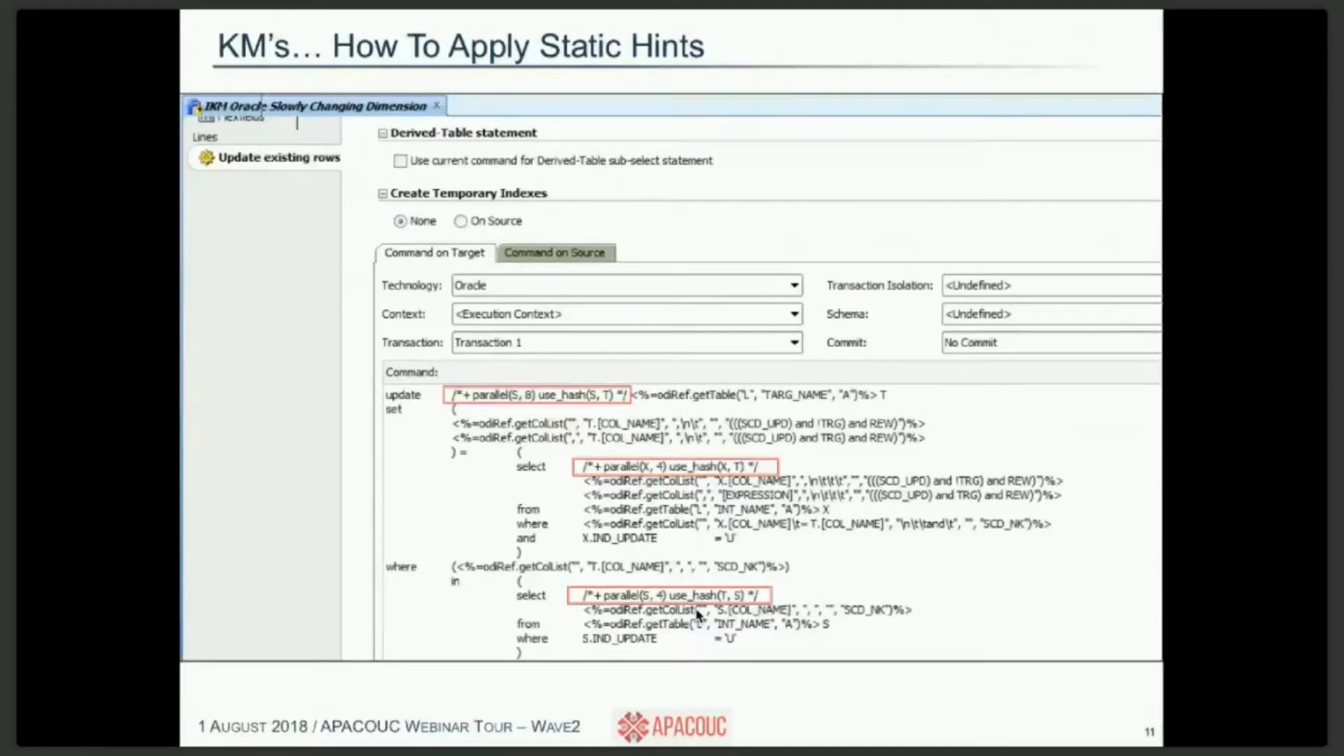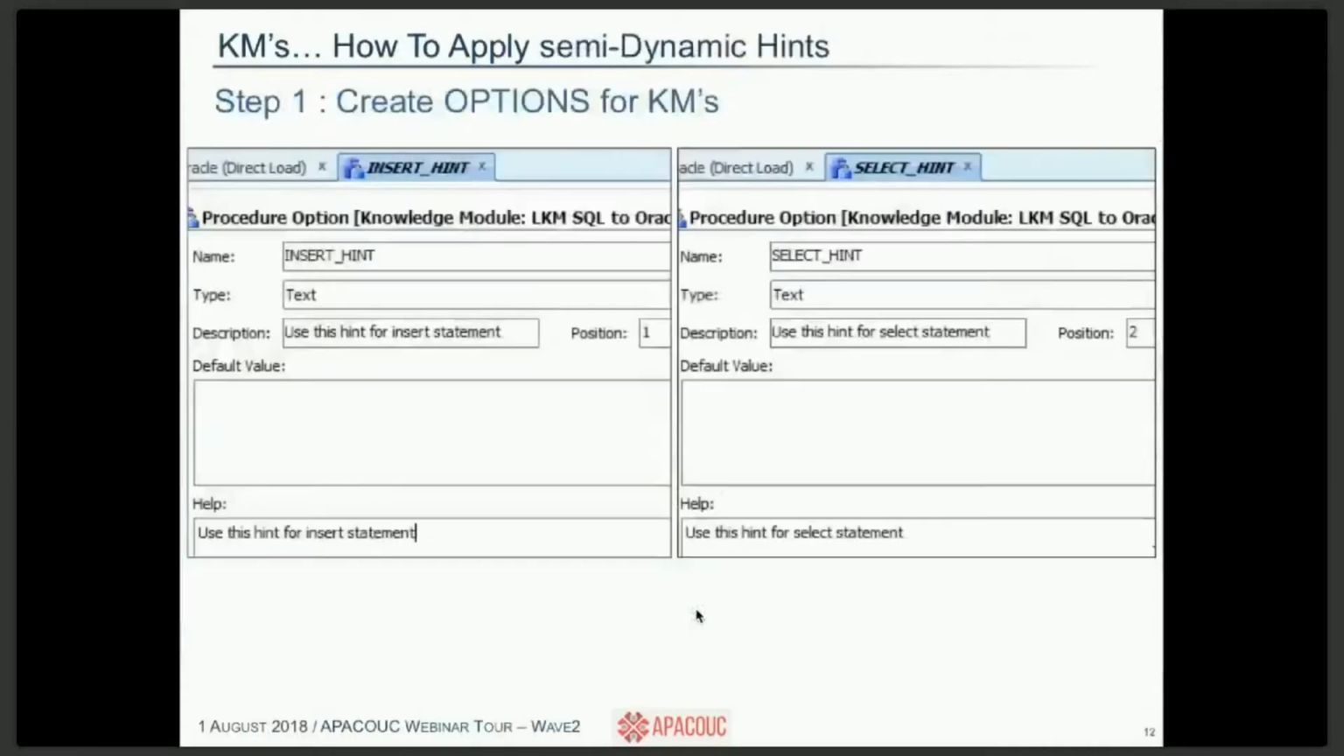So the second one is, let's make it somewhat dynamic. For instance, you want to use some hints on the same knowledge module with different interfaces, and you don't know how to do it. So we will create 2 options for the knowledge modules. One is for insert, the other is for select. It is because mostly in a data warehouse, you write insert into select statements.